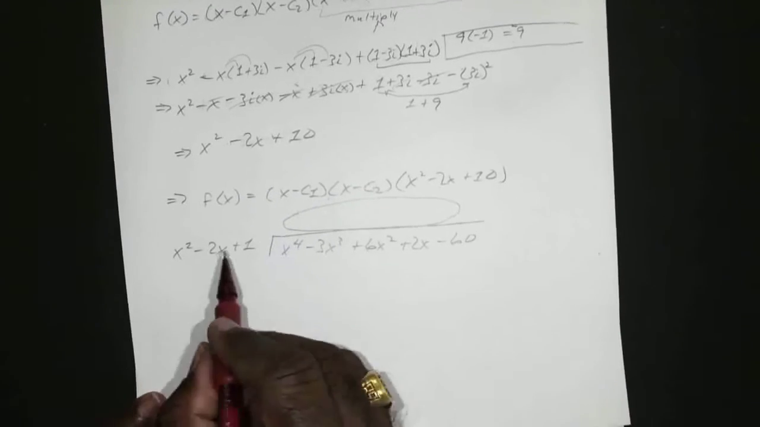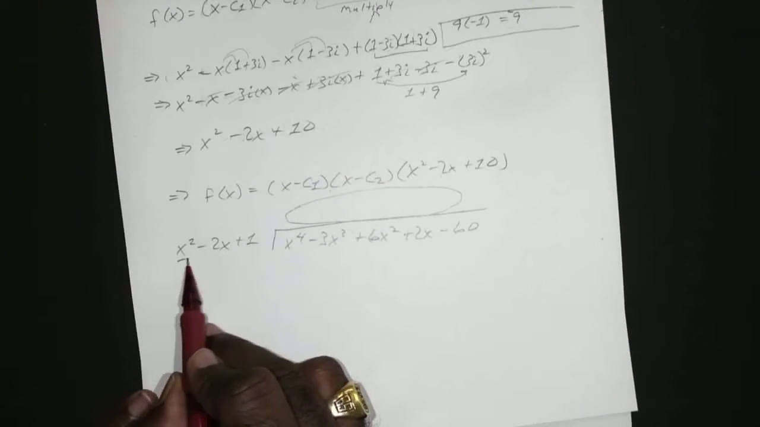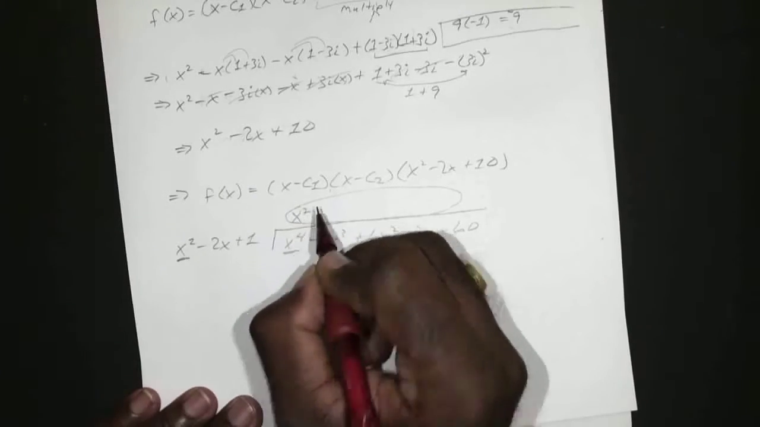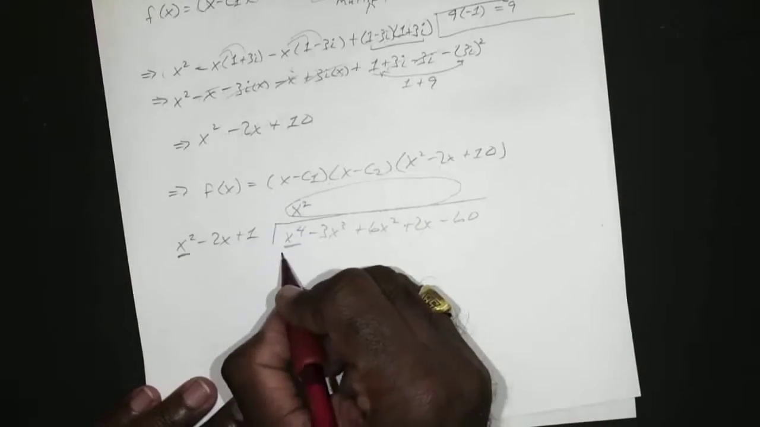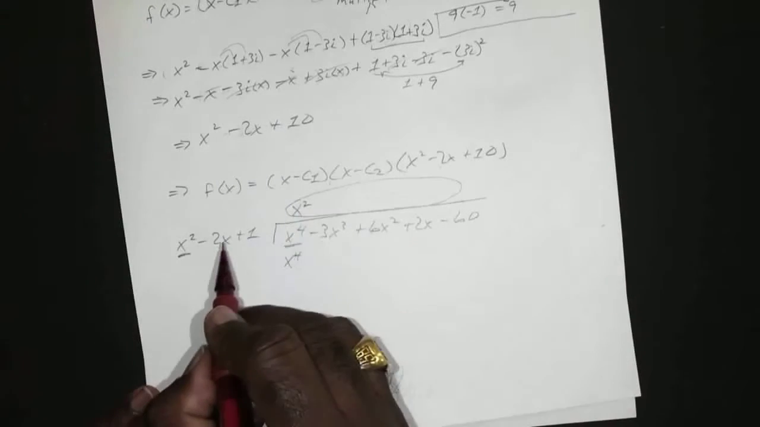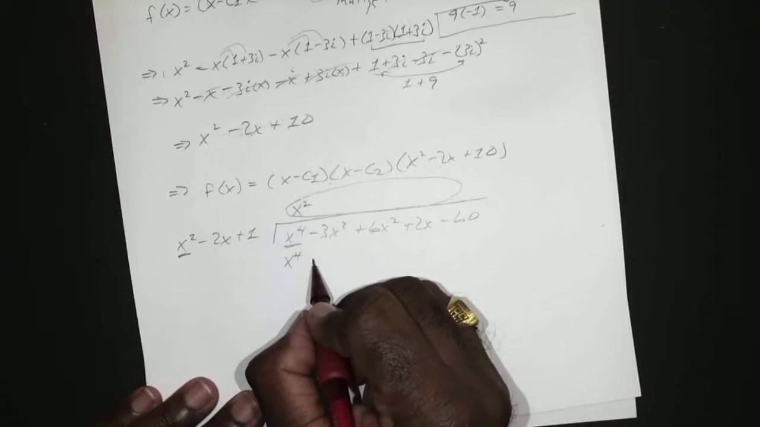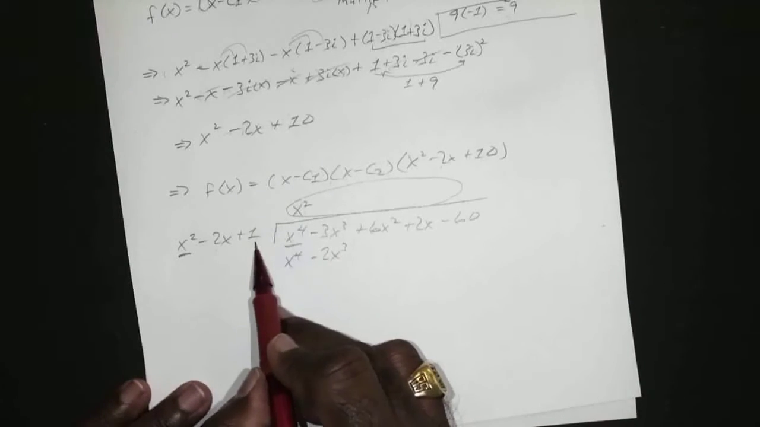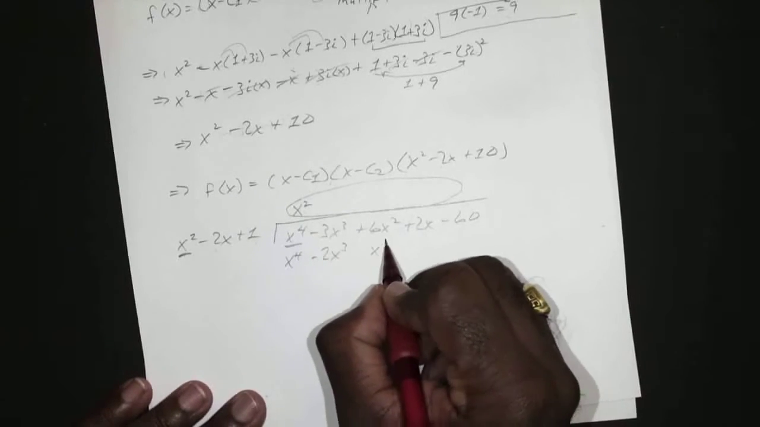So x squared times x squared will give us x to the fourth. x squared times x squared is x to the fourth. x squared times negative 2x is negative 2x to the third. x squared times 1 is x squared.